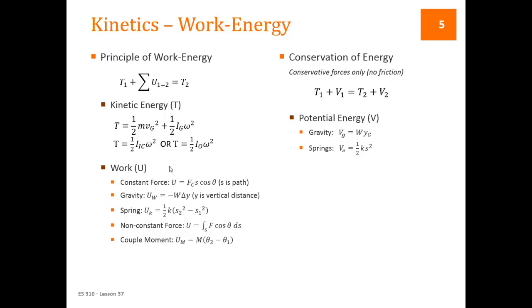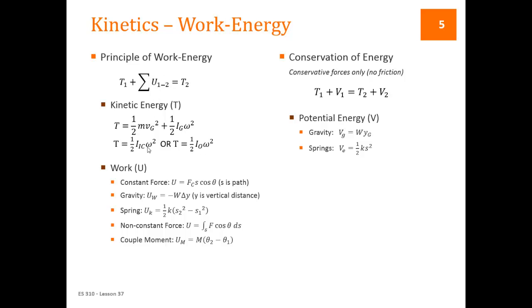We can also write the kinetic energy as 1/2 IC omega squared. That would be a point, an instantaneous center of zero velocity. So that's a point that isn't moving, so this first term would go to zero. Or similarly, 1/2 IO omega squared. IO is the standard definition for a fixed point.